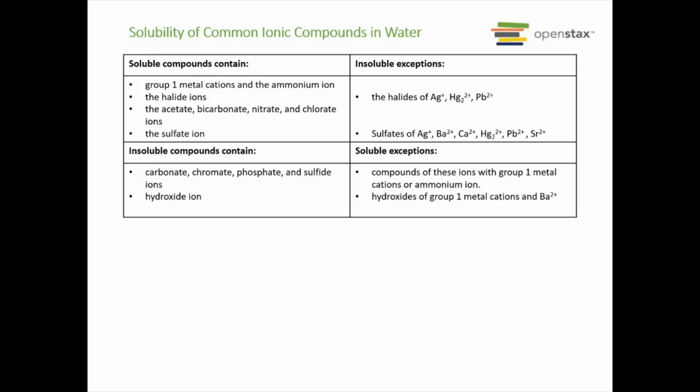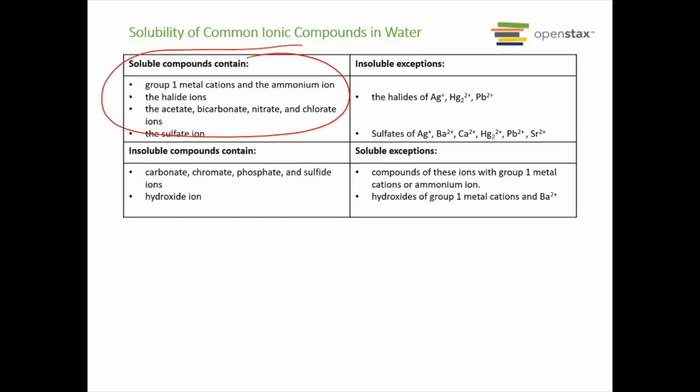So, some of our rules. Soluble compounds. While we do have some exceptions, these compounds most likely will be soluble in water. You have a group 1 metal cation or an ammonium ion. So your cation is either a group 1 metal, alkali earth, or the ammonium ion, and it will be soluble. If it has a halide ion, so fluorine, chlorine, bromine, iodine, it'll most likely be soluble. If it has acetate, bicarbonate, nitrate, or chlorate, most likely soluble, same with sulfate.